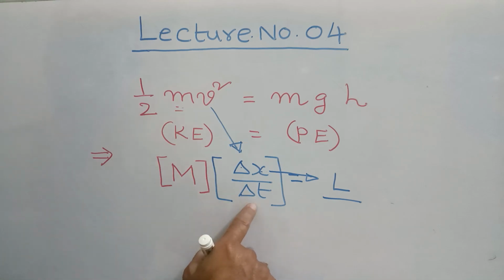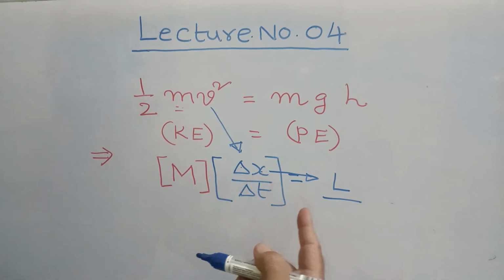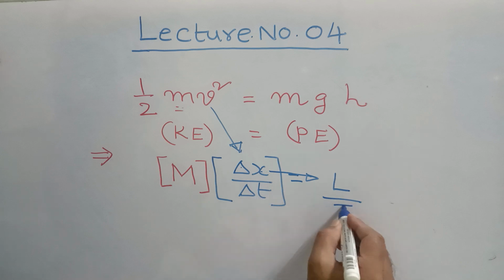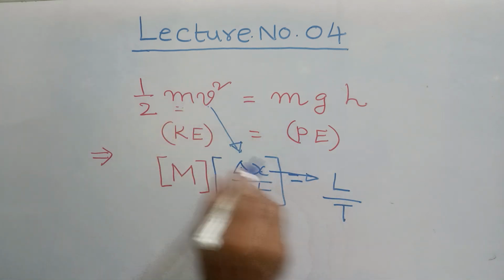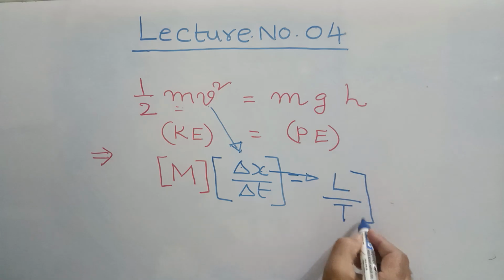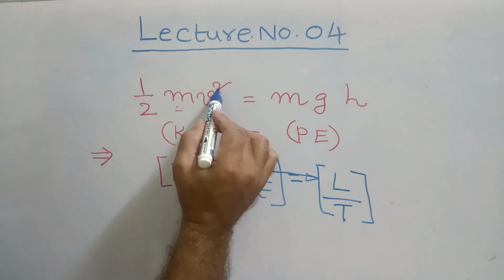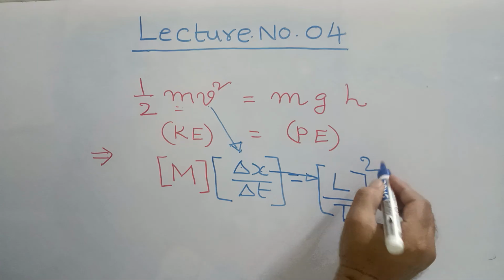It is the time difference. However, it is time only. What is the dimension of time t? So for v, L by t is the dimension. Therefore, what is given? Square. Nothing but L by t square.